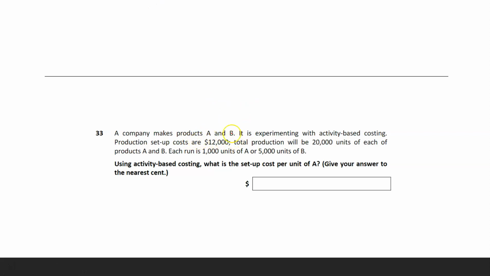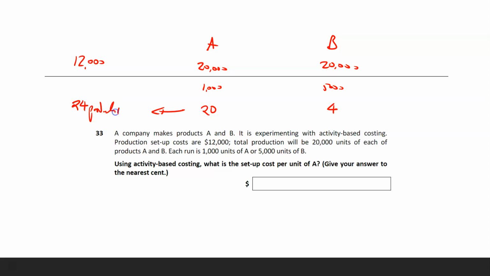So a company makes products A and B, experimenting with activity-based costing. Production setup costs are £12,000 in total. The total production will be 20,000 units of product A and 20,000 of B, and each production run for A will be 1,000 units. So we will have 20 production runs to get to 20,000 units, and for B it'll be 5,000 units per run, so we will have 4 production runs. Therefore we will see a total of 24 production runs.